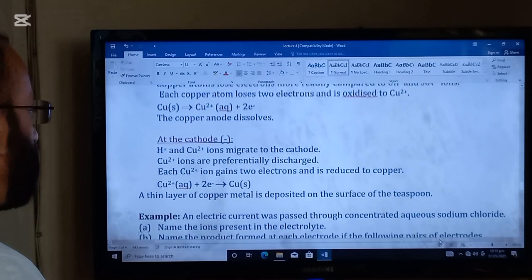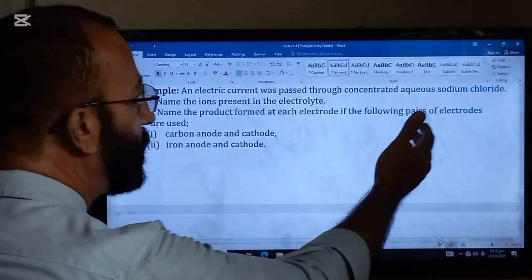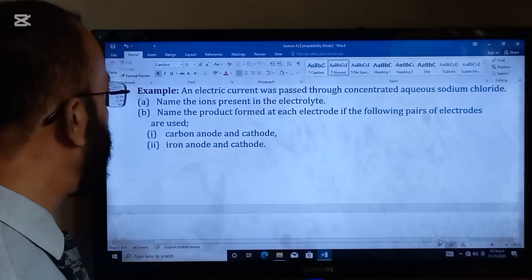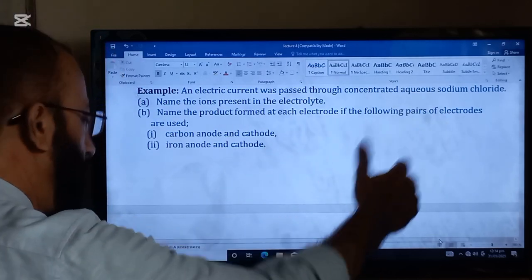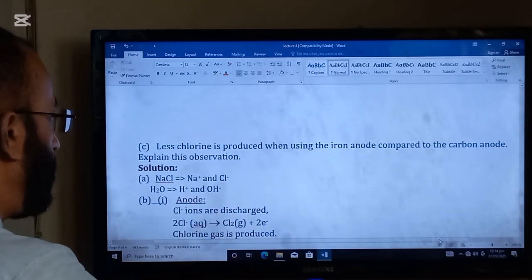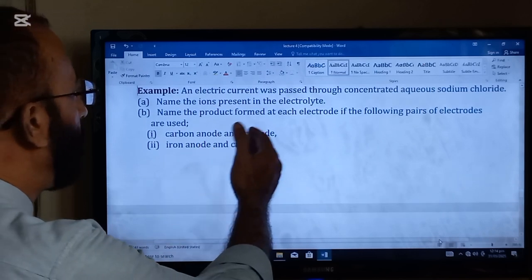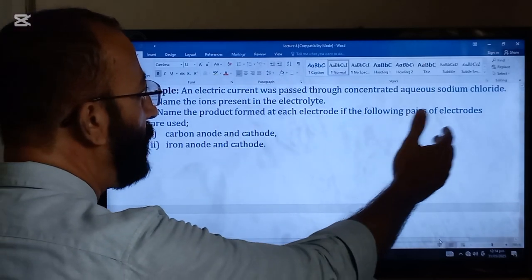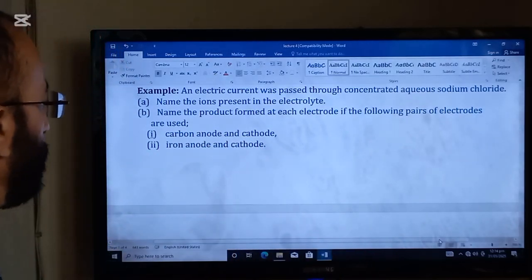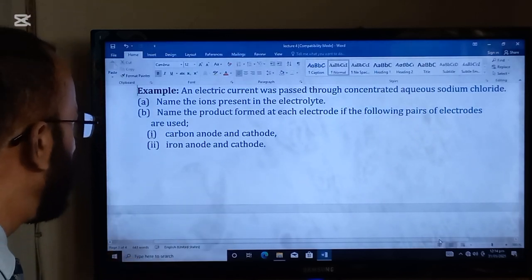The example is, an electric current was passed through the concentrated aqueous sodium chloride. Name the ions present in the electrolyte. The ions present will be Na+, Cl-, H+ and OH-. B part is, name the product formed at each electrode if the following pairs of electrodes are used. In first part, carbon anode and cathode will be used, and in second part, iron anode and cathode will be used. So look now.